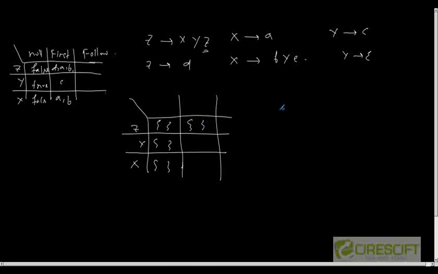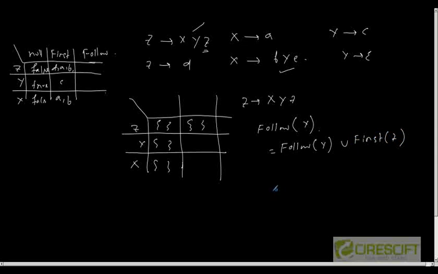Now for y I have two RHS uses, that one is this one and another is this one. Now suppose I have xyz. What will be my follow of y? It will be follow of y union first of z. And what is my first of z?